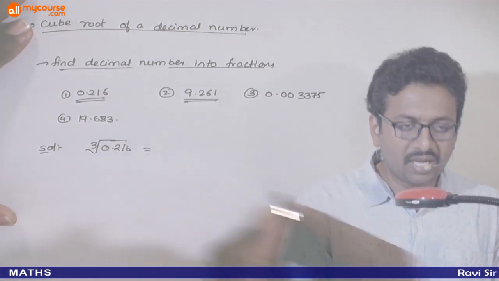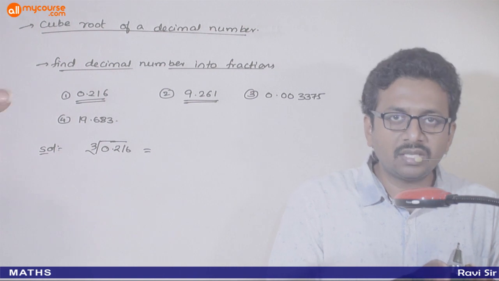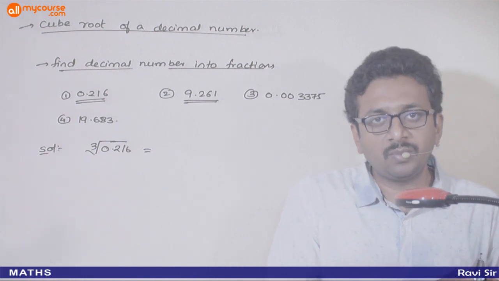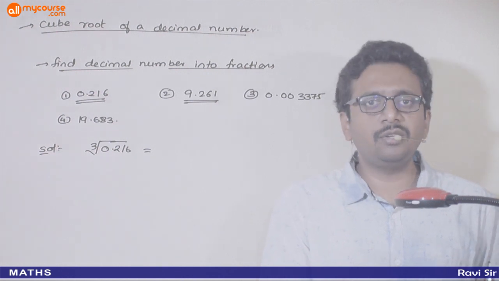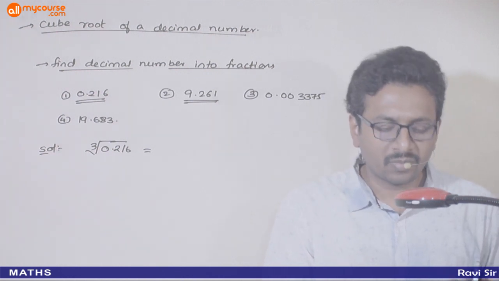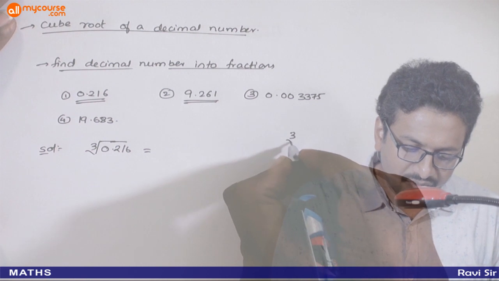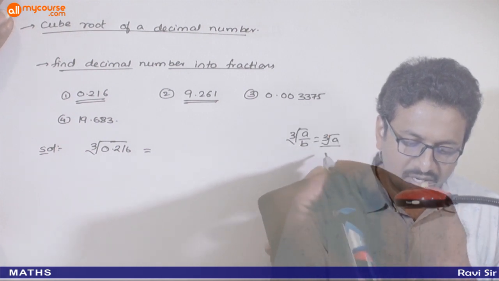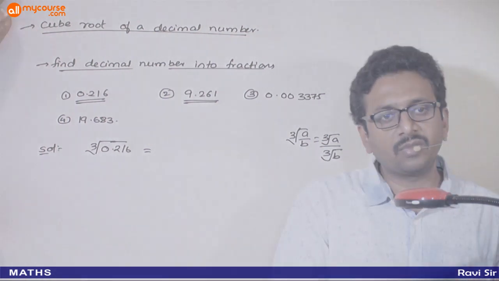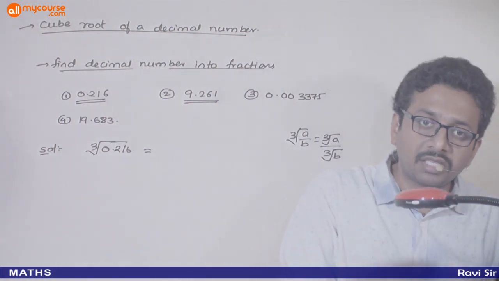So the simple technique is you can just convert these decimal numbers into fractions, and you can find the cube roots of the fractions. As you already have the formula, cube root of a by b is the cube root of a divided by cube root of b. You know how to find cube roots of fractions.